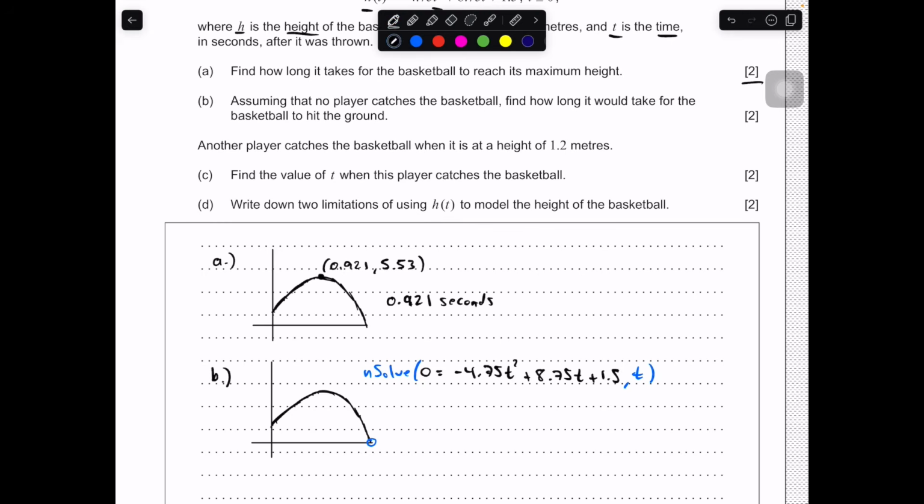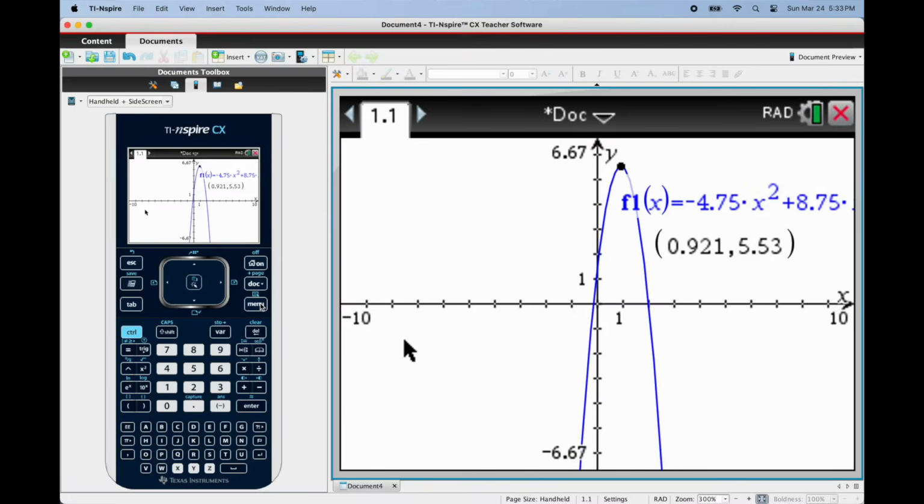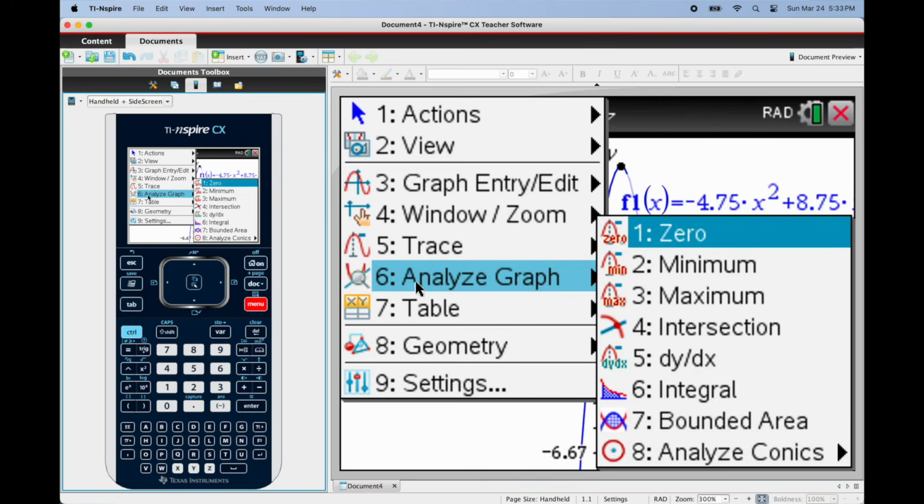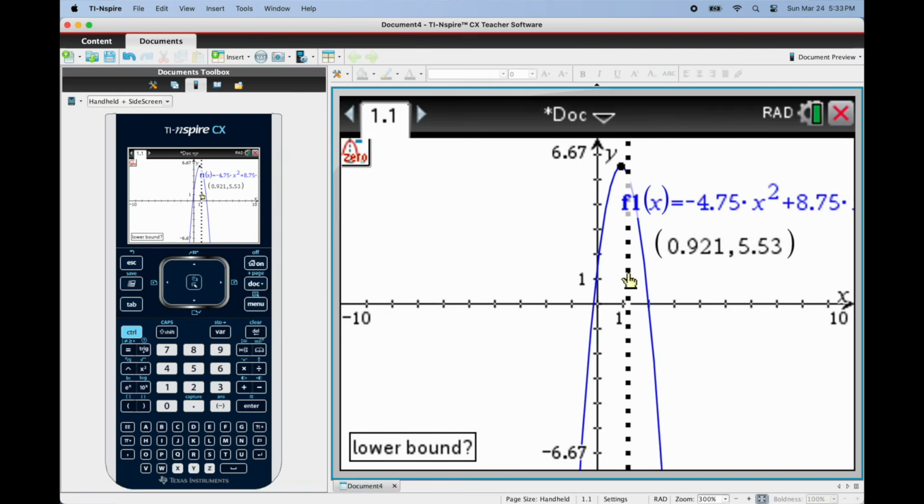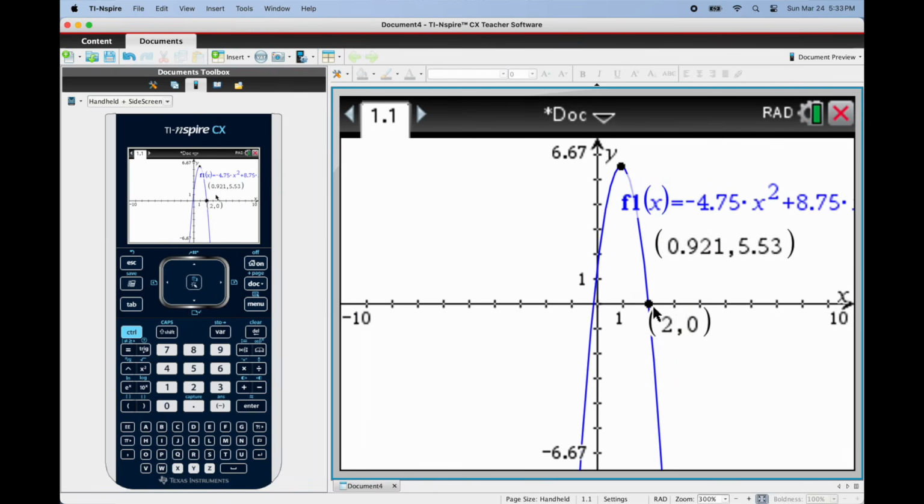Just be careful. nSolve sometimes gives you the closest point to 0, and so it might actually give you a negative point, which doesn't make sense. That would be incorrect. We'd want to find this positive value here. Okay, I'm actually going to work it out graphically. So going back to the calculator screen, let's go Menu, Analyze Graph, and let's find the 0. Alright, after 2 seconds, the basketball has a height of 0.